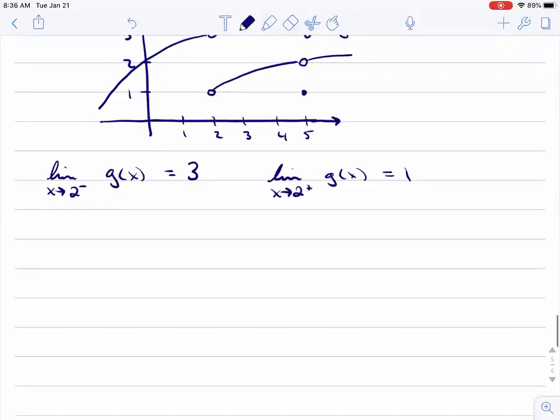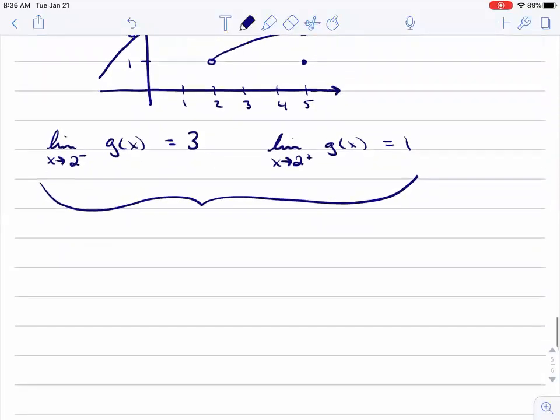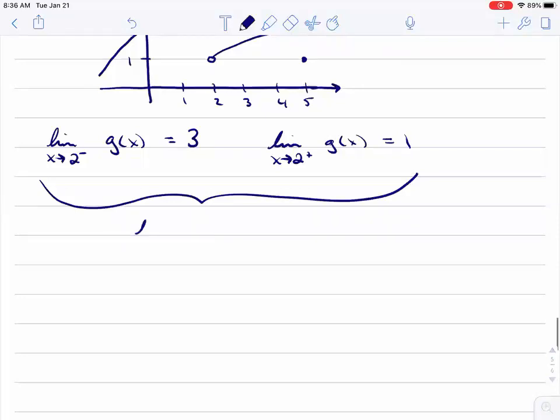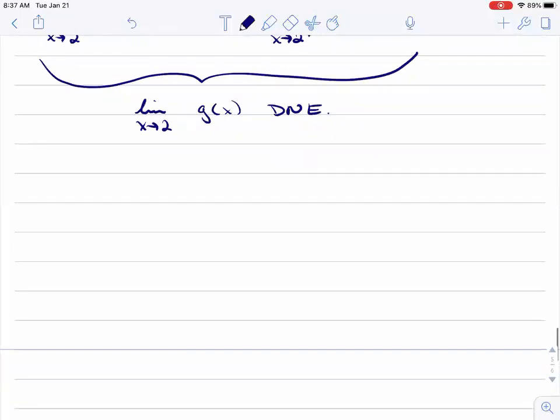So together, we can see that the limit as x approaches 2 overall of g of x does not exist, since they're not equal to each other. Any questions about that? No? All right.